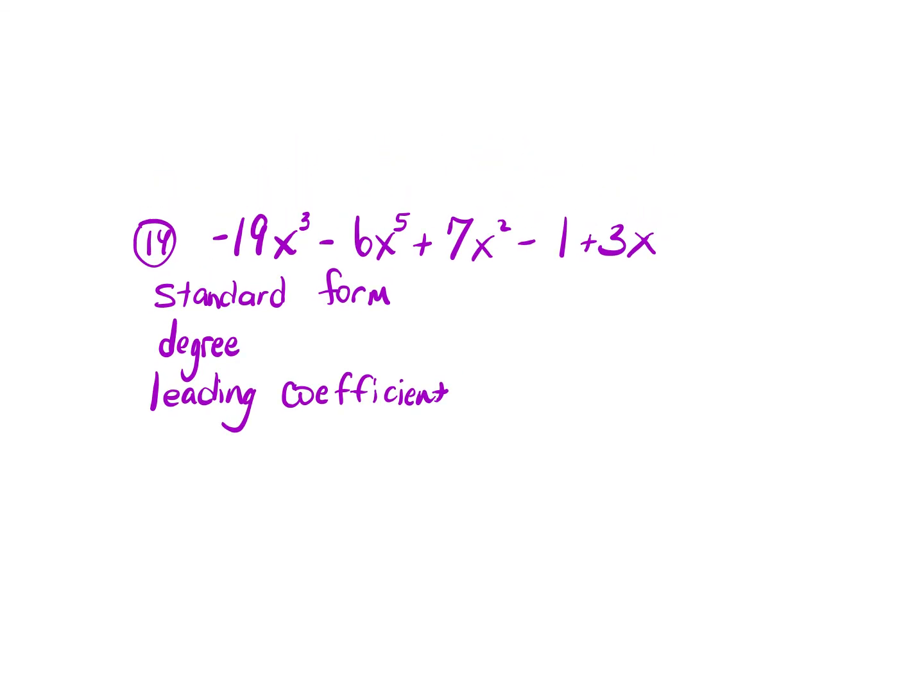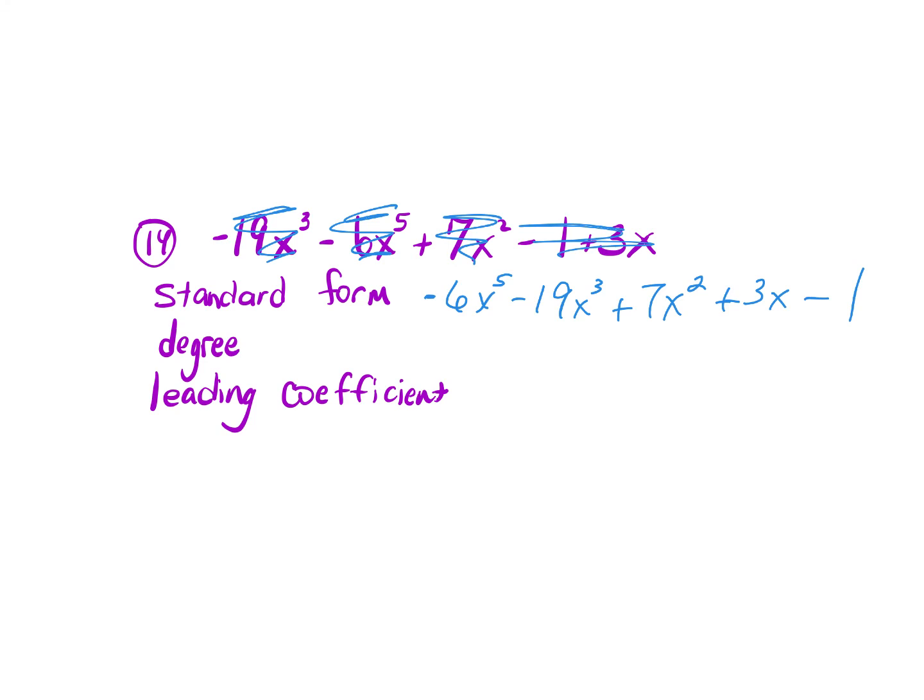5. So I'm going to rewrite this, and I'm going to put first negative 6x to the 5th, right? Then what? Negative 19x cubed. Good. Then what? Plus 7x squared. Plus 3x. Minus 1. Great. Okay? We're in standard form. Good deal. What is the degree of this polynomial? 5. What is the leading coefficient?